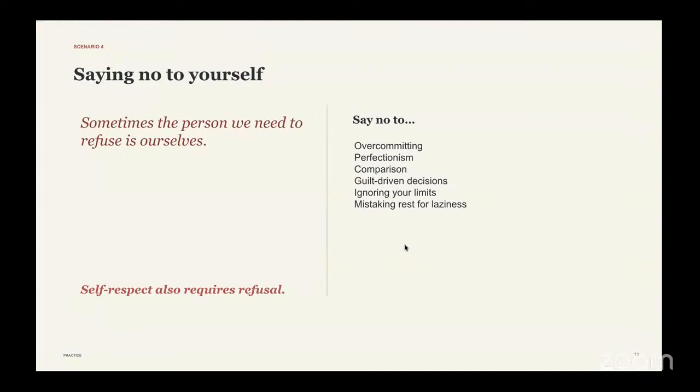Now, saying no to yourself. I think one thing we also forget is saying no to ourselves. So saying no to overcommitting, to comparing, to guilt-driven decisions. So just saying yes and then feeling guilty about it and ignoring your limits.